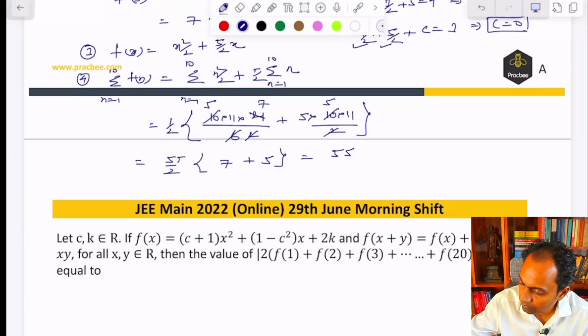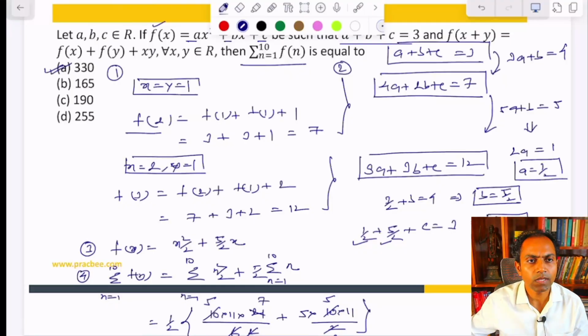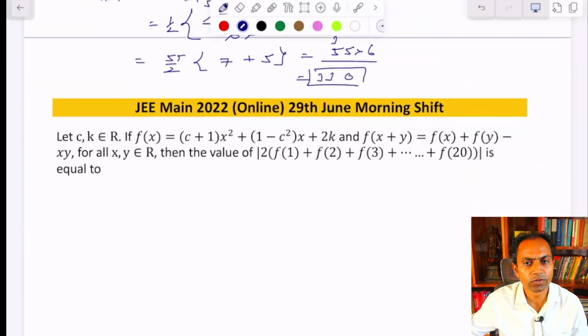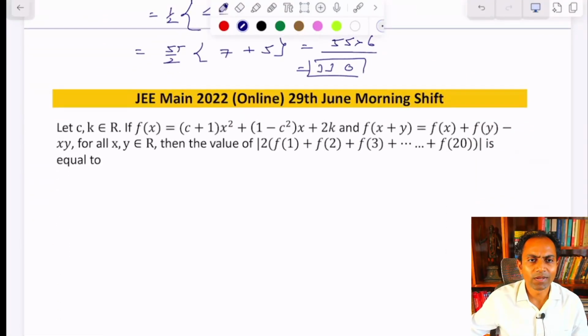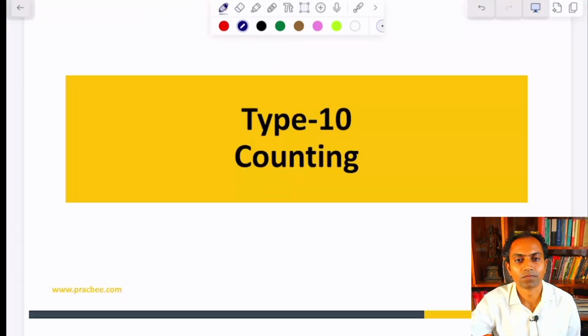So, 55 into 6 would be left. 6 into 5 is 30. So, 330 should be our answer. So, option A matches. Now, if you look into the next question, that is question 22, it is a similar kind of question based on similar ideas. That is the reason I took this old 2017 question.